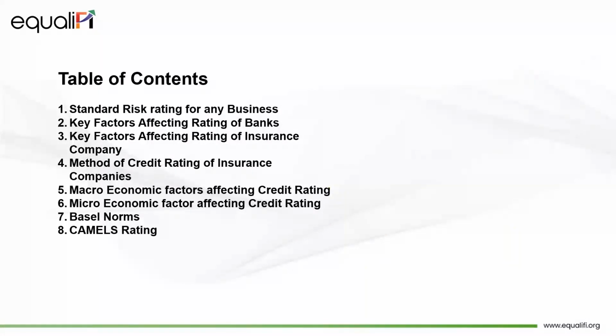In this one, we are going to cover the following things. One is standard risk rating for any business. So there is a scale which I'm going to show you. Then we have tried to cover key factors which affect the rating of a bank and insurance company. So we'll discuss what are the key components in a bank which are observed by the rating companies, and there are certain key components for an insurance company.